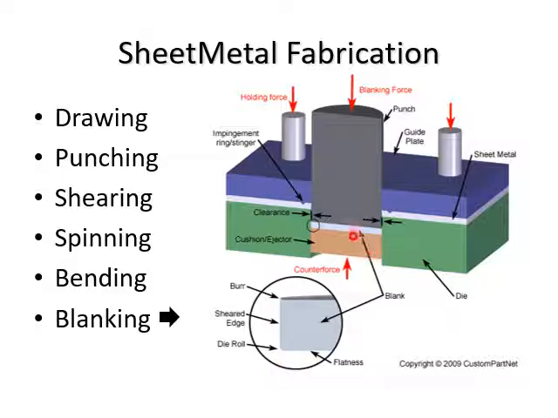Of course, after you do the blanking, you have burr, shear dam edge, and also die roll, flatness, and so on. This kind of appearance needs to be improved after the shaping process.